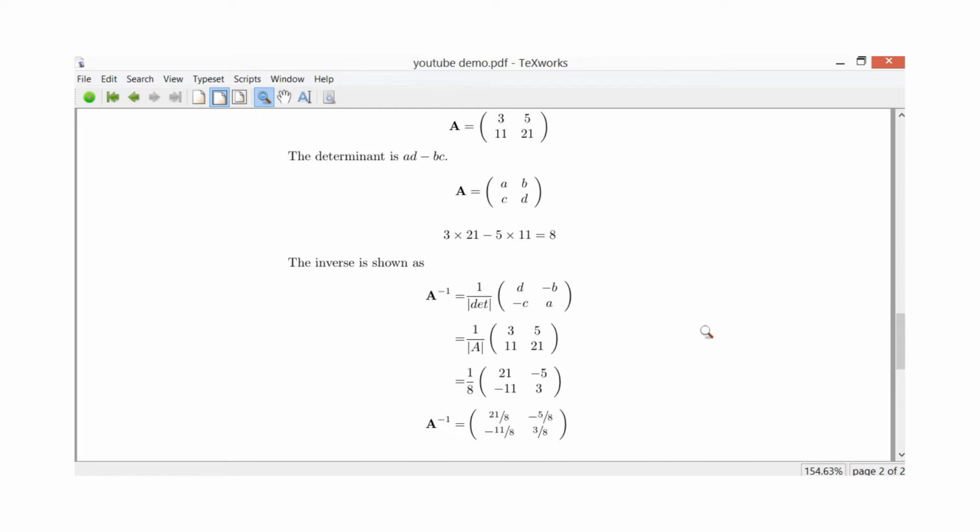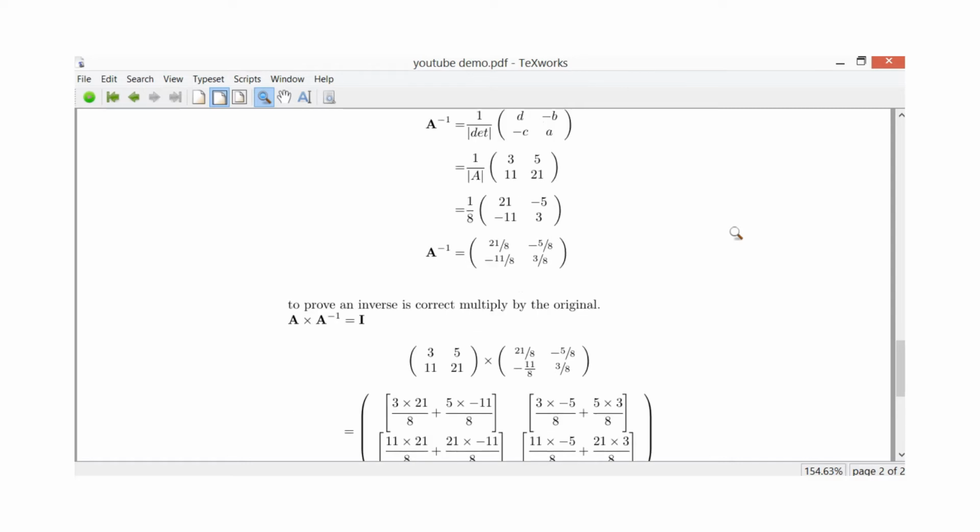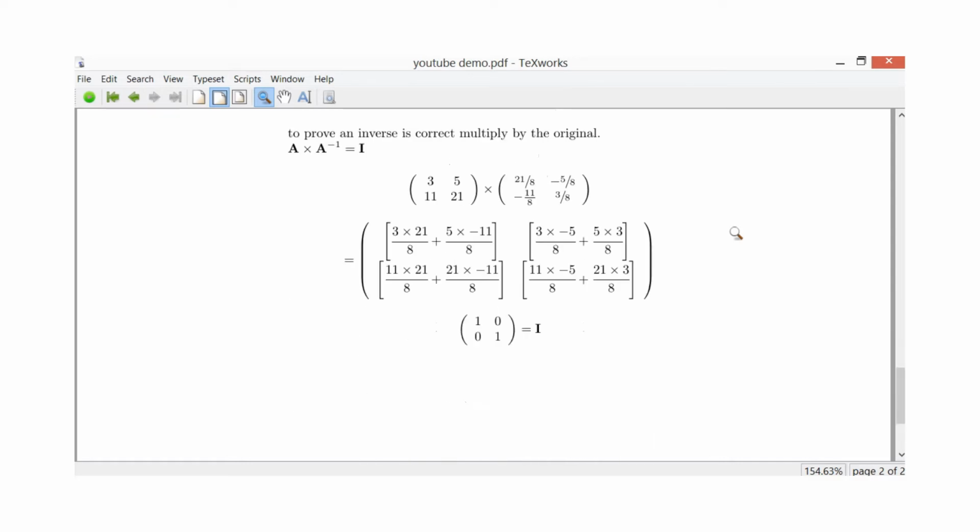Now these look like crazy calculations, and it doesn't seem like you're going right here. There's a way you can check it. You can take your inverse matrix, multiply it by your original matrix, and you'll always end up with the identity matrix. The identity matrix is 1, 0, 0, 1. So let's go ahead and prove that. I've got the calculations here. To prove an inverse is correct, multiply by the original: A times A minus 1 equals I. I is the standard notation for the identity matrix.